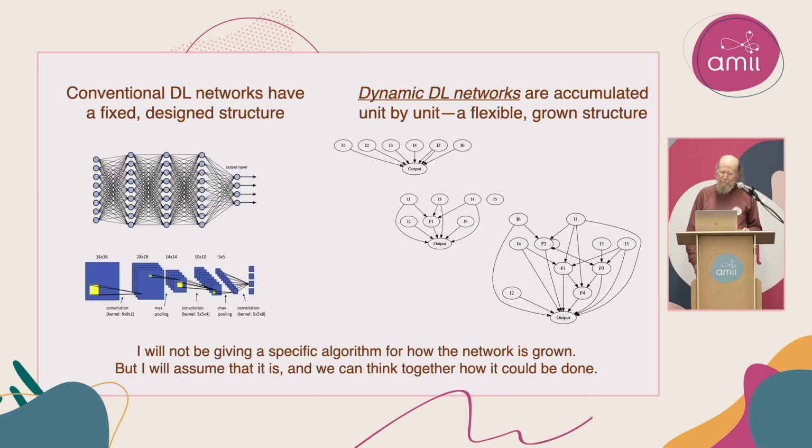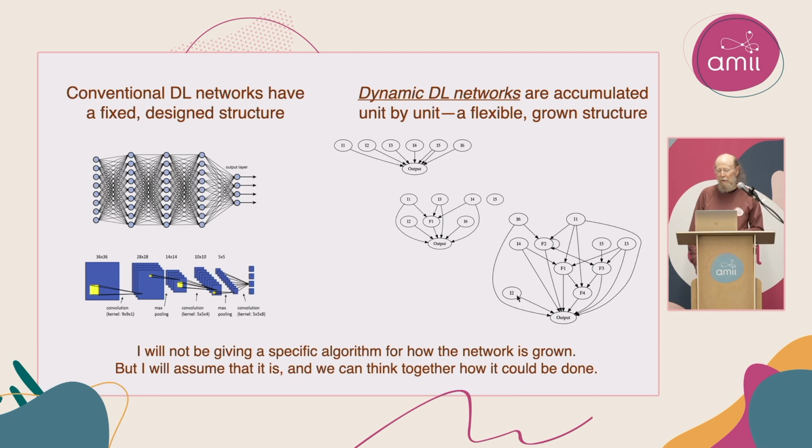First I want to acknowledge that conventional deep learning networks have a fixed designed structure, a layered structure with particular roles in each part. It's all designed in advance. Whereas I want to think about a more organic system. Dynamic deep learning networks are accumulated unit by unit, so we have a maximally flexible, grown structure.